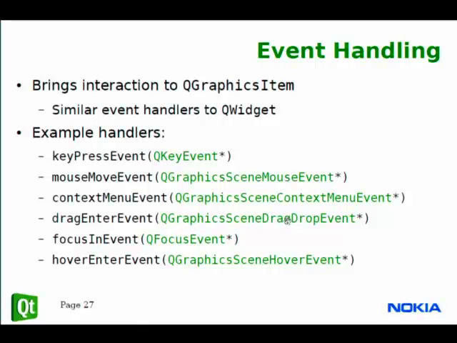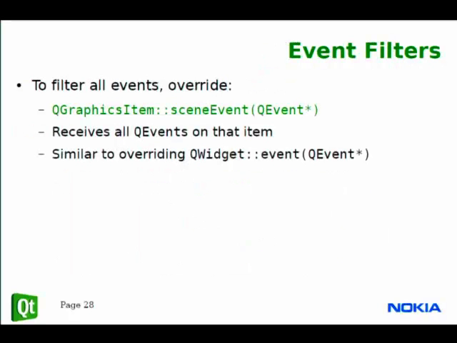QGraphicsSceneDragDropEvent, QGraphicsSceneContextMenuEvent, and so on and so forth. Again, these are because we're using different coordinate systems primarily. If you wanted to filter all events on a particular item, you would override the sceneEvent method, which would be analogous to overriding the event method of a QWidget.